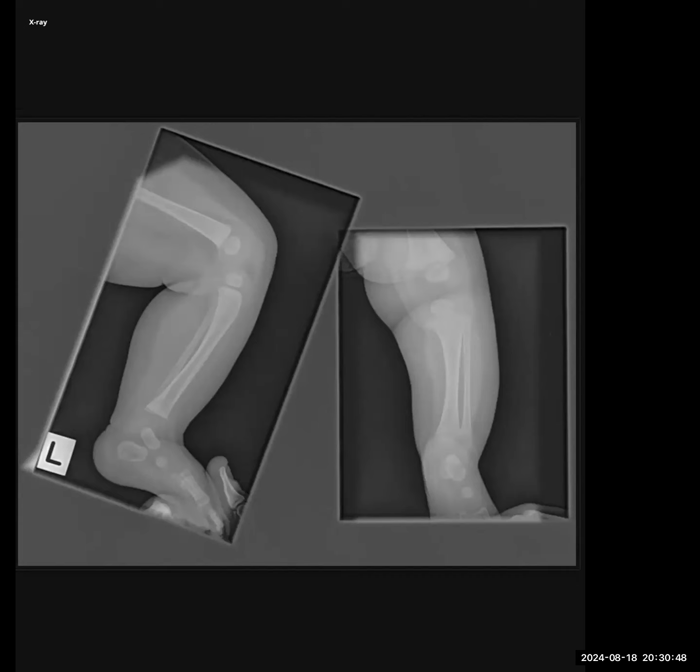Can I zoom the image a bit? Unfortunately, we can't zoom here. But which area do you want to take a look at? In the frontal projection, I want to look at the metaphysis of the tibia, because I feel like there's slight widening of the metaphysis of the proximal tibia.